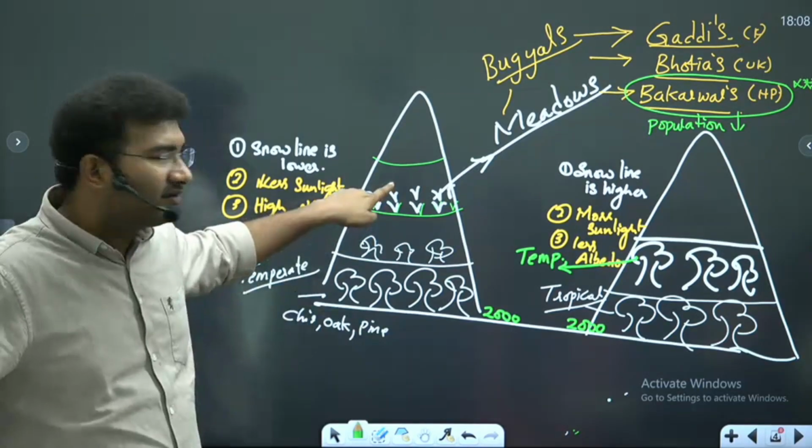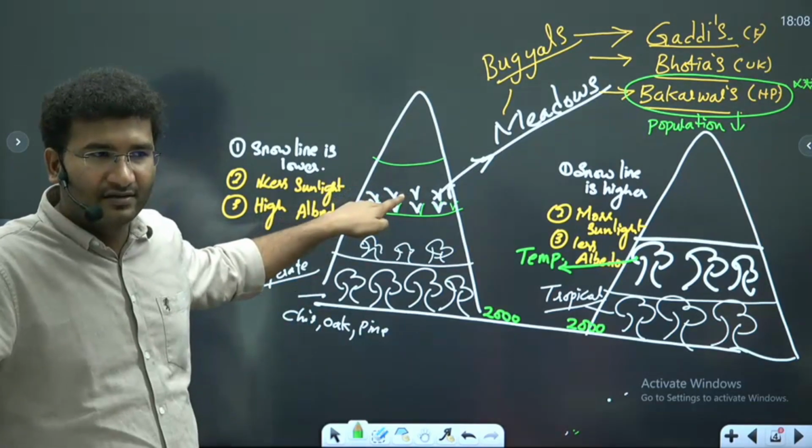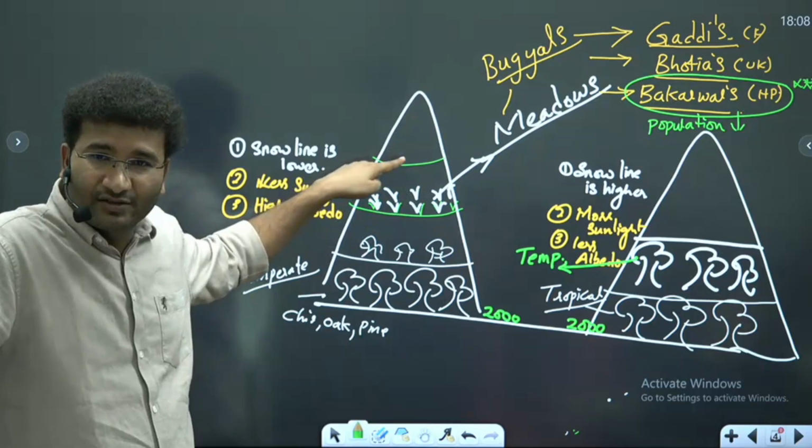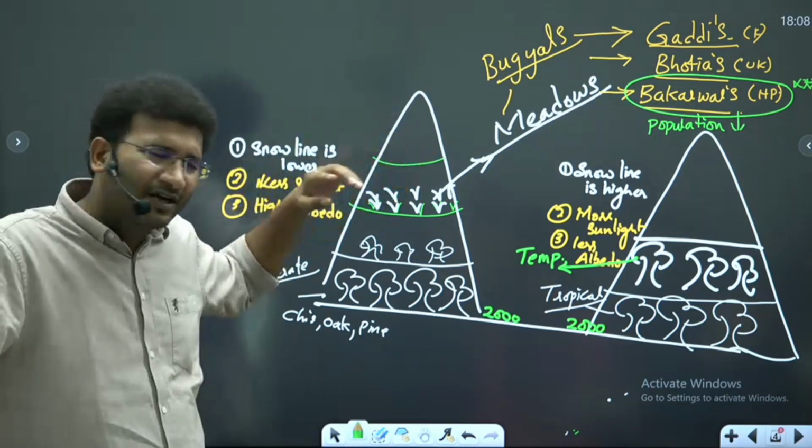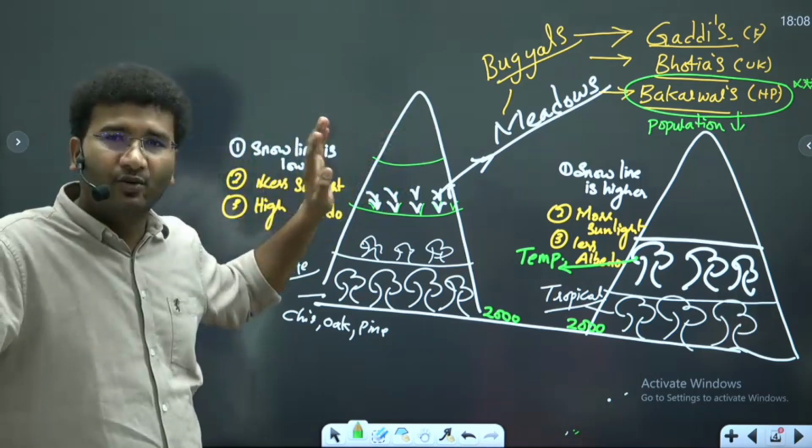Where do they raid the sheep? At this height. Snow will be there. And this is also the place where the snow leopard will be there. Snow leopards will come and hunt their livestock. But it's part and parcel. They are okay with that.